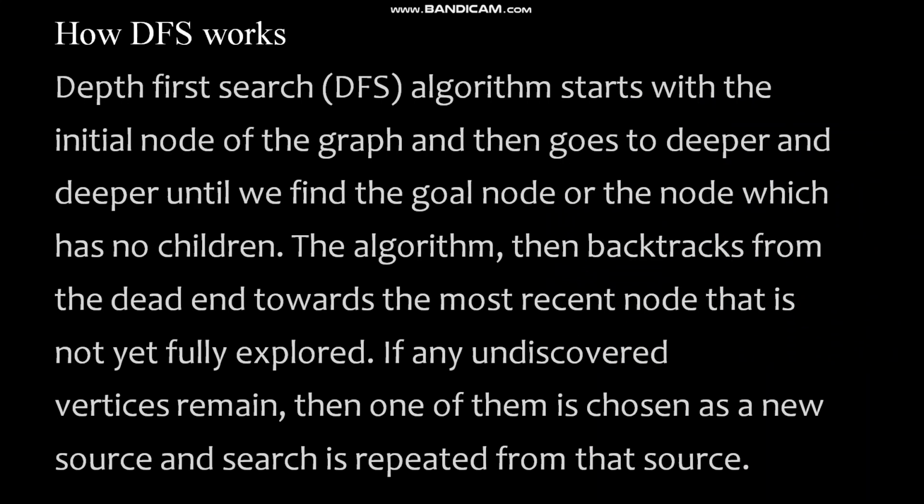How does DFS work? The depth first search algorithm starts with the initial node of the graph and then goes deeper and deeper until we find the goal node or the node which has no children. The algorithm then backtracks from the dead end towards the most recent node that is not yet fully explored. If any undiscovered vertices remain, then one of them is chosen as a new source and the search is repeated from that source.